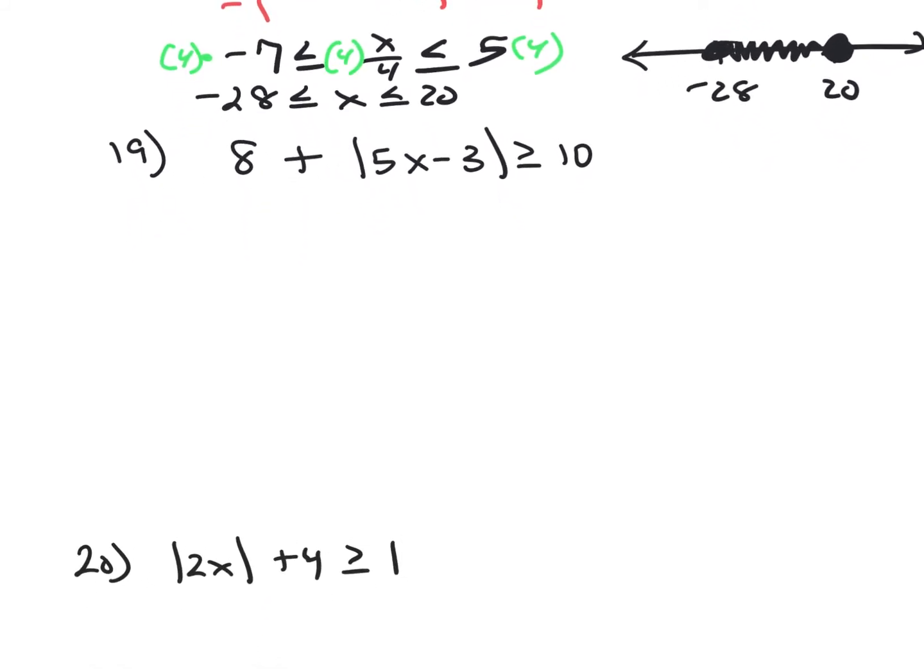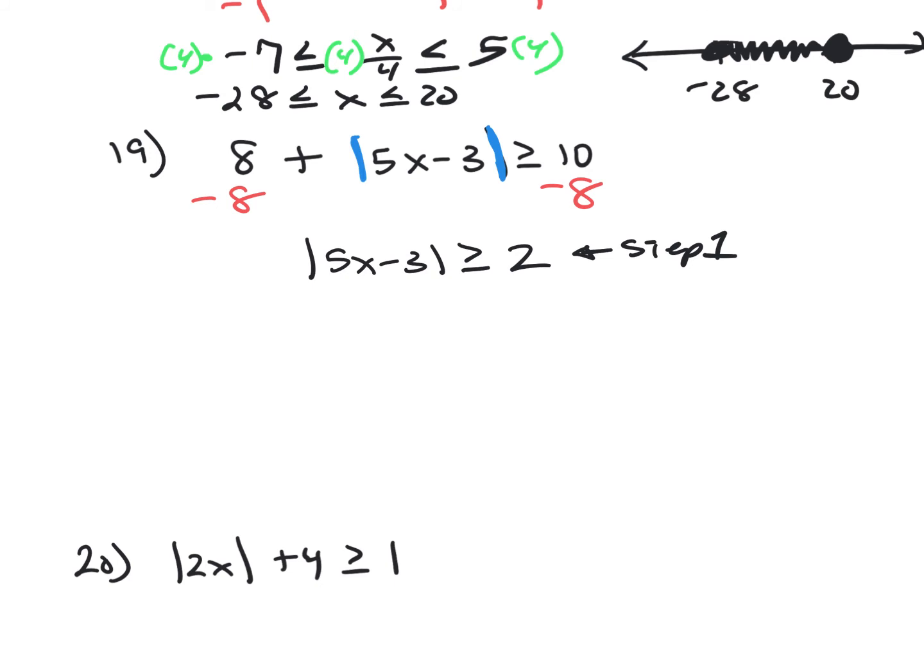Step 1, isolate the absolute value. That means to undo any operations that are outside the absolute value. So since we have a +8, we need to subtract 8. And that gives us the absolute value of 5x minus 3. Here is step 1. Step 1 has to be on your paper. That is a critical step.